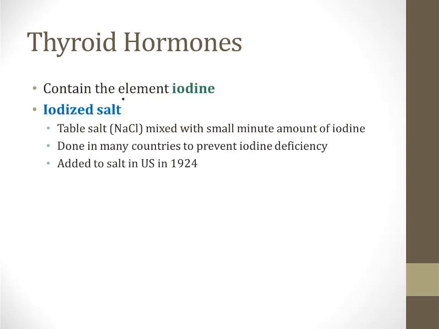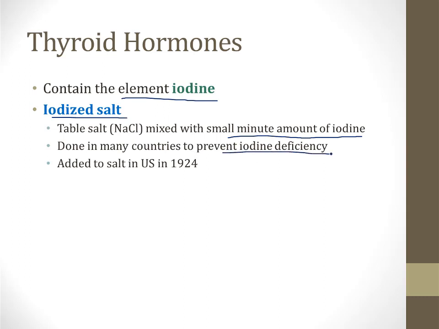Thyroid hormones contain the element iodine, so in order to have normal levels of thyroid hormone in your body, you need to consume normal amounts of iodine in your diet. Decades ago, lots of patients used to underconsume iodine and develop thyroid disease, but this is very rare in the modern era, and that's because most of the salt we eat in our diet is called iodized salt. So most table salt you buy in the store is mixed with a small amount of iodine. This is done in many countries to prevent iodine deficiency.